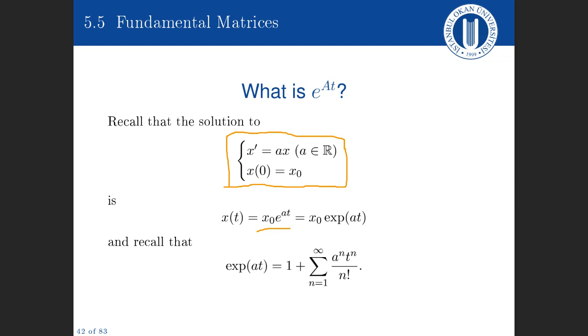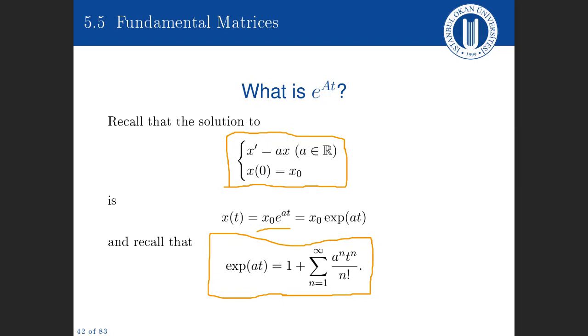And we know from calculus that the Taylor series for this function, or some people use this as the definition of the exponential function, is 1 plus the power series, starting at n equal to 1, of a^n t^n over n factorial. I want to use the same ideas for e to the power of the matrix capital A t.